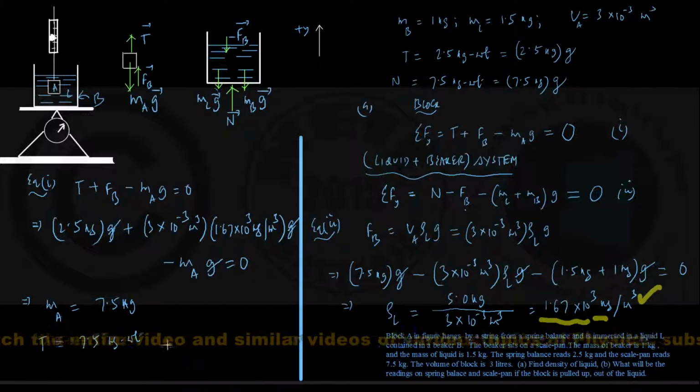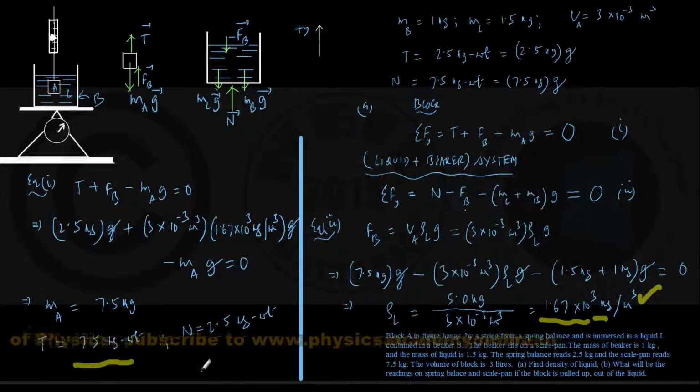On the other hand, the scale pan at the bottom records the true weight of the liquid plus beaker system, and that is 2.5 kg weight. And if we talk of the reading, that will be only 2.5 kg. So here are the answers of part B of the question. The reading on the spring balance is 7.5 kg and on the scale pan it is 2.5 kg when this block is taken out of this liquid.